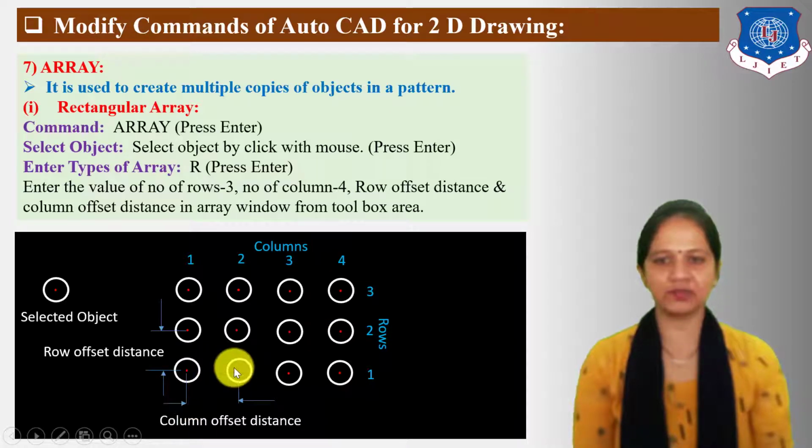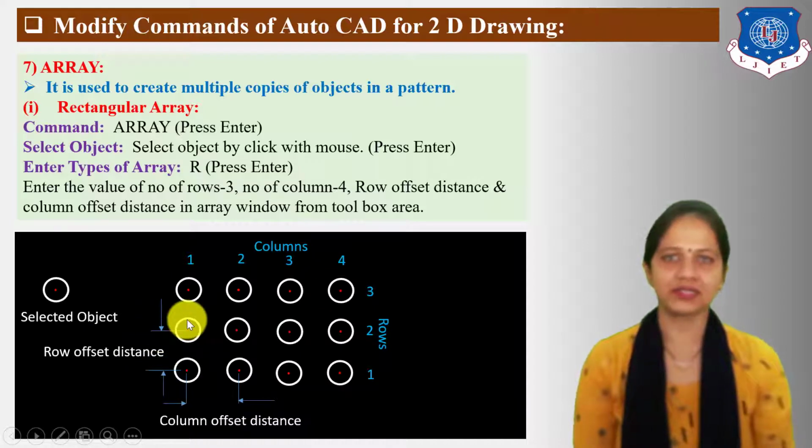Here the distance between these 2 points is known as column offset distance, and the distance between these 2 points is known as row offset distance.